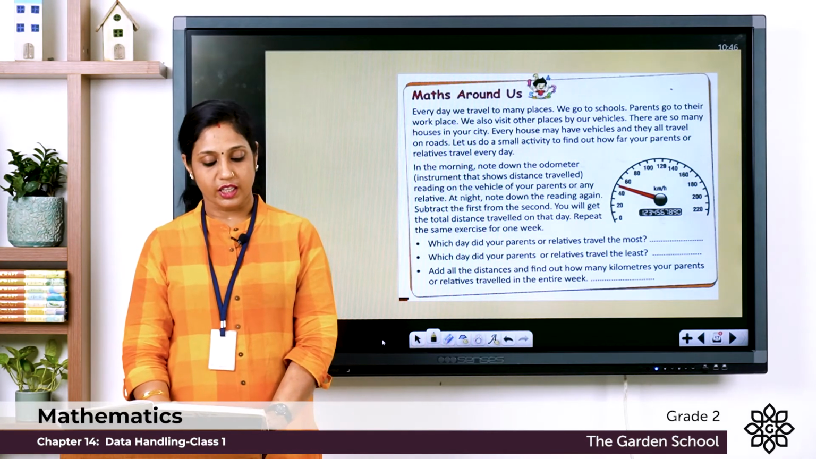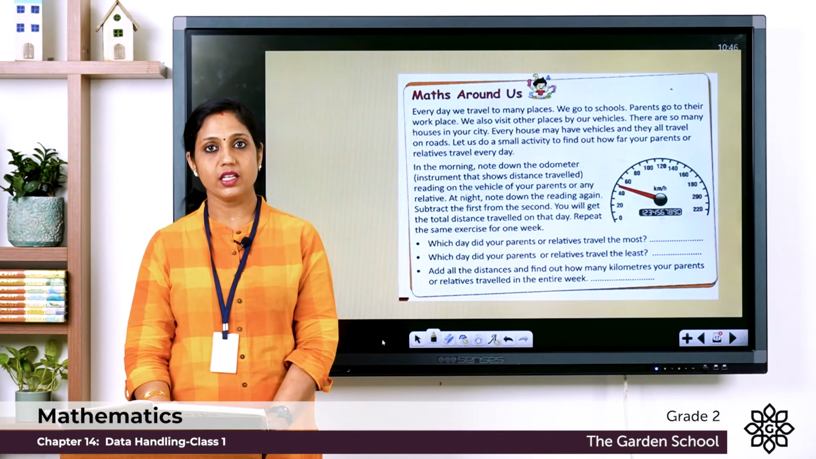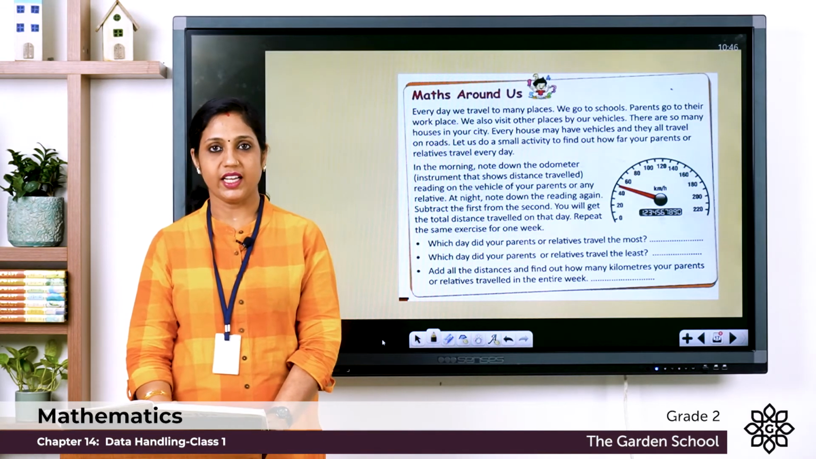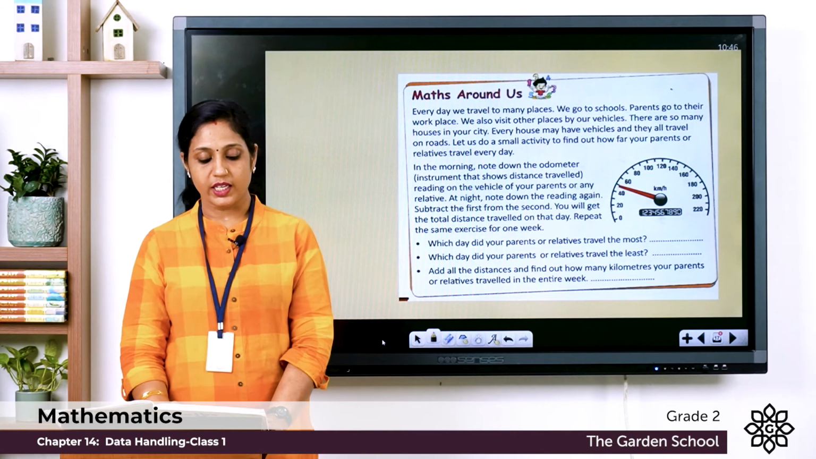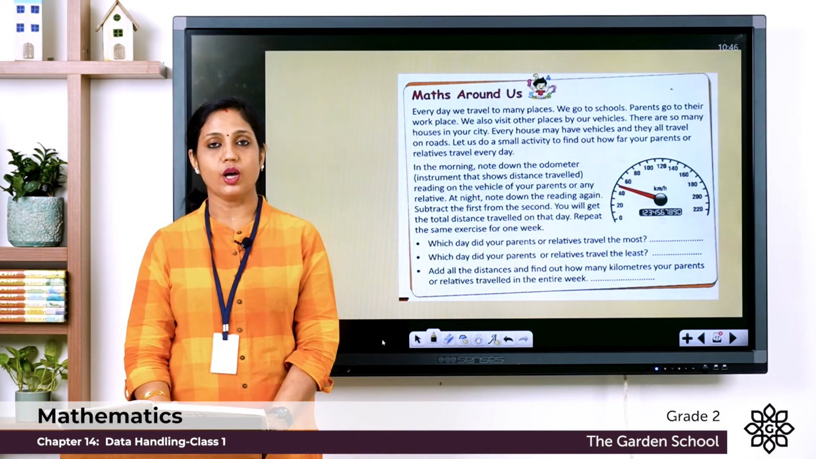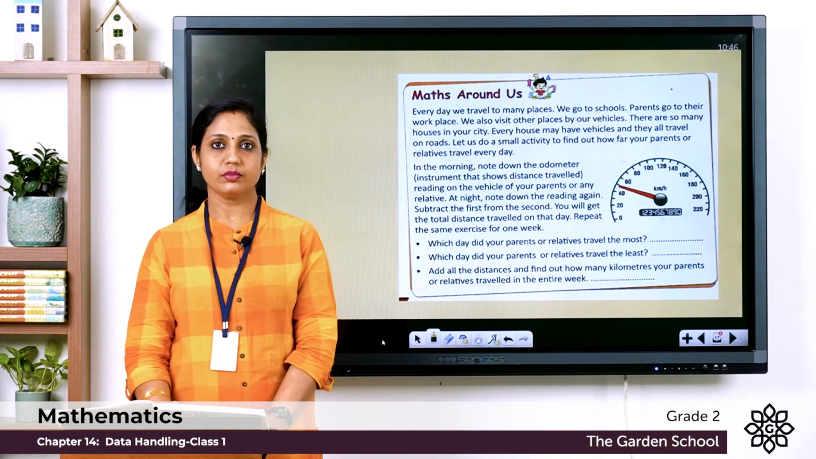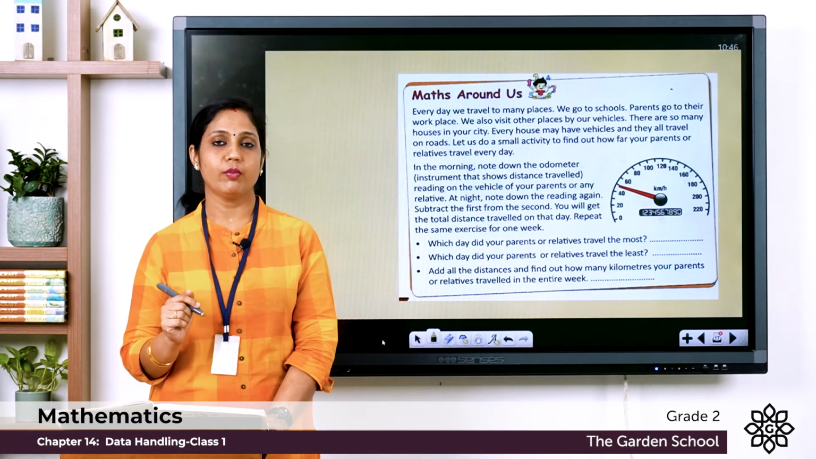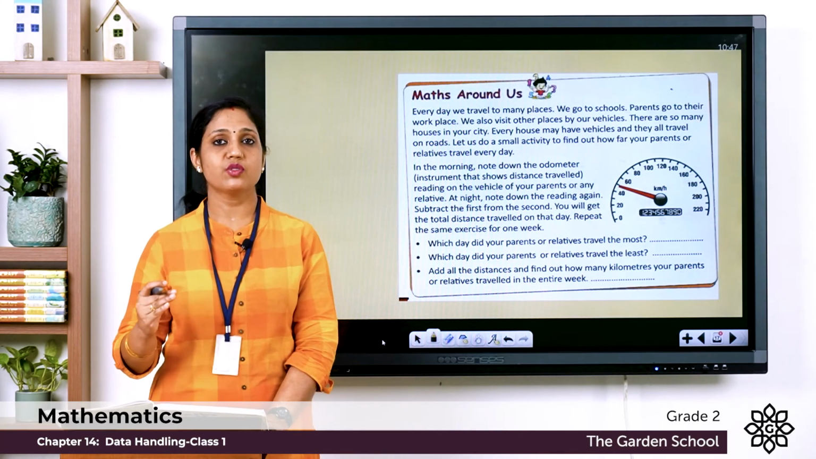So what we have to do in the morning, note down the odometer reading on the vehicle of your parents or any relative. At night, note down the reading again. Subtract the first from the second. You will get the total distance traveled on that day. Repeat the same exercise for 1 week. So first you find out the odometer, and then every morning go and check the distance on it, and in the evening again go check the distance and repeat this exercise for 1 week.